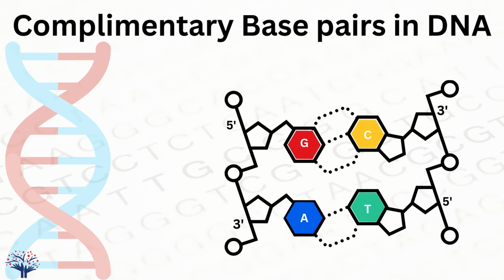Complementary base pairs are observed in DNA, where adenine (A) pairs with thymine (T) via two hydrogen bonds. Cytosine (C) pairs with guanine (G) via three hydrogen bonds.